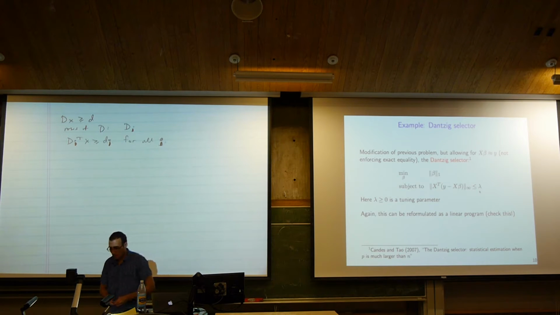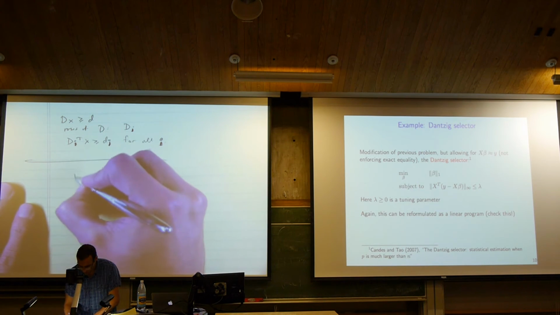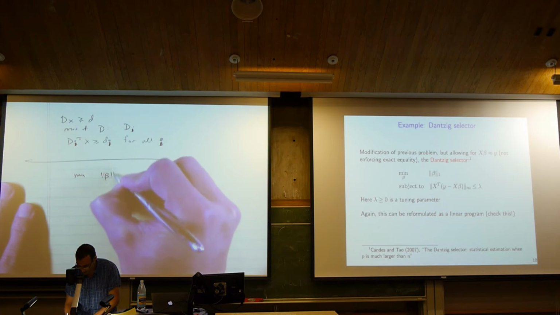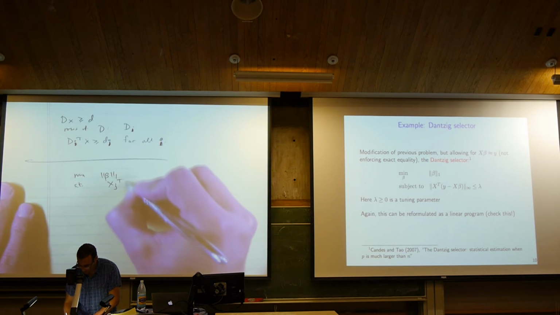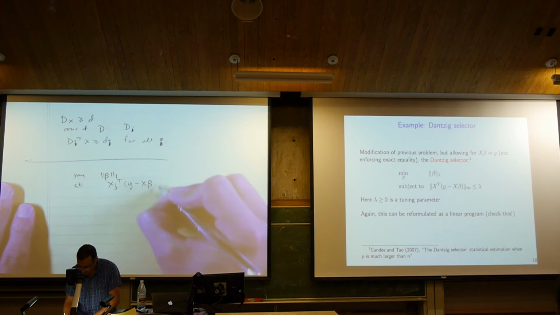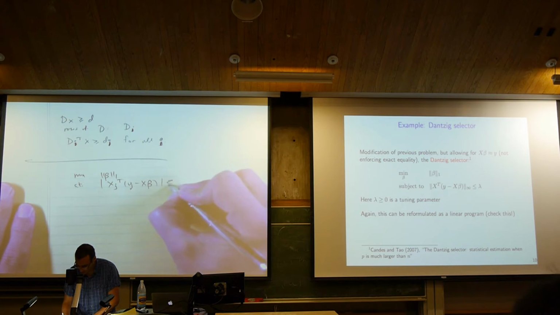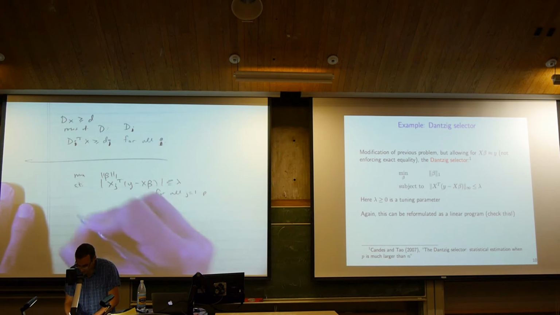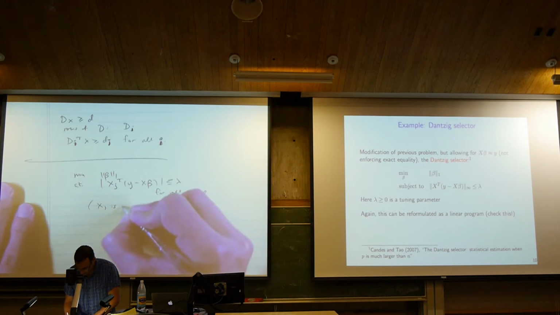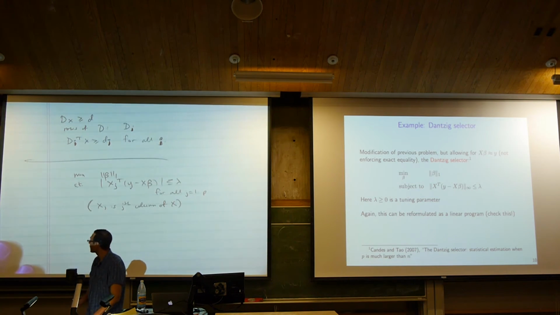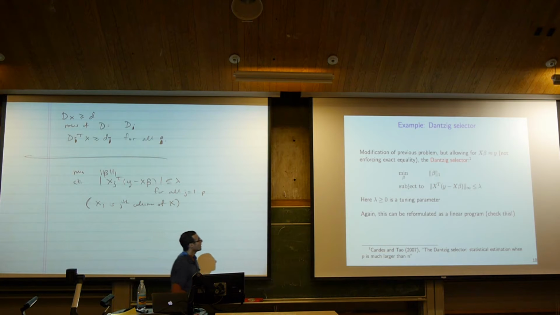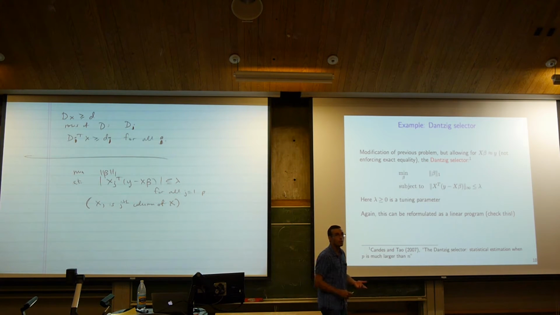So we rewrite the Dantzig selector. It's minimize over all beta subject to, let's suppose I call the columns of x xj, this is another way of writing that for all j equals 1 through p, where xj is the jth column of x. Okay, so that's another way of writing that optimization problem. And that is also a linear program.